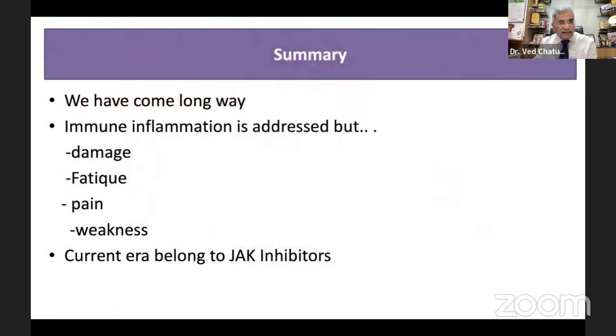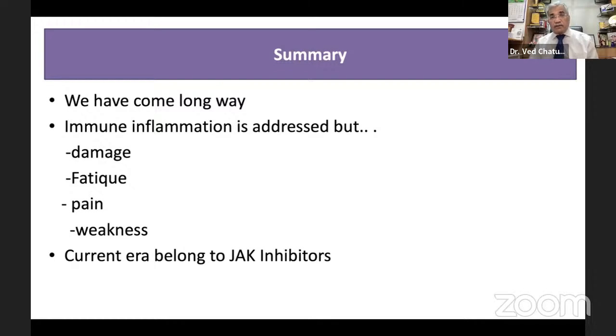Just to summarize, we started with gold therapy, because we didn't know how to treat rheumatoid arthritis. Then came hydroxychloroquine and drugs like d-penicillamine. Then came the gold standard drug methotrexate, which is still used. You must know that methotrexate is a gold standard, which can be used as a single drug. The advantage of methotrexate is that it is a weekly drug. If methotrexate does not work, then we have other drugs also.